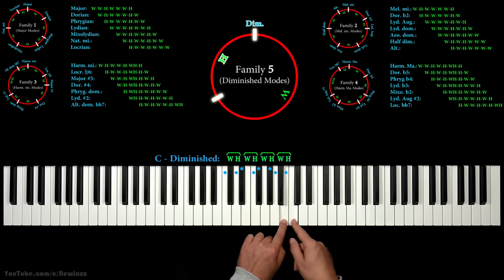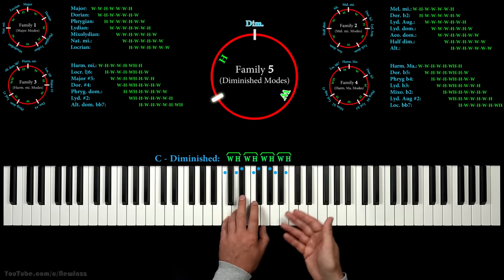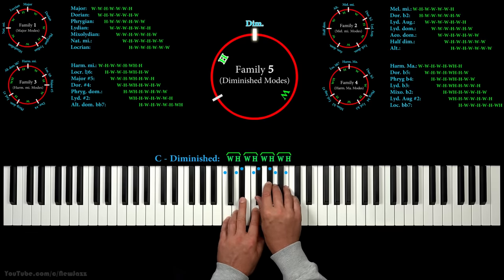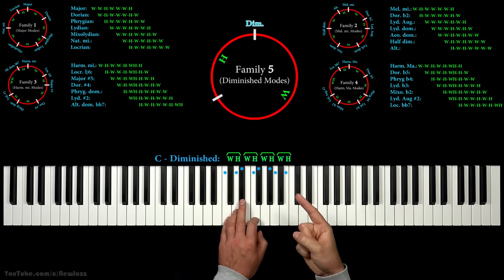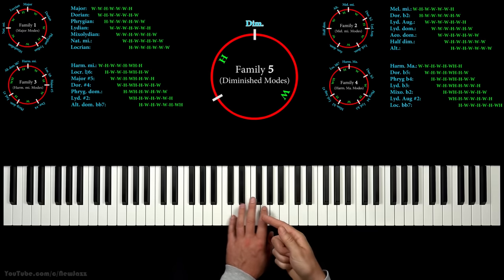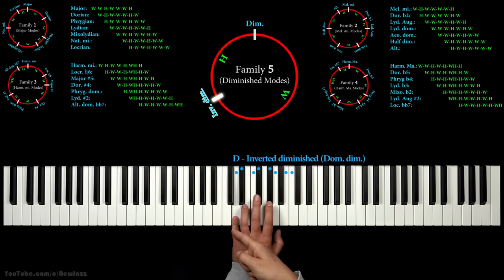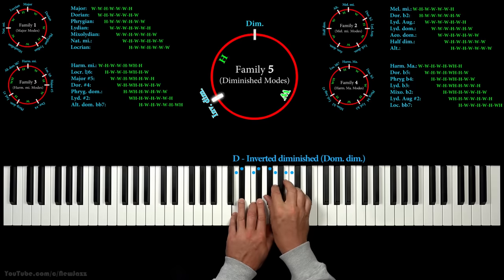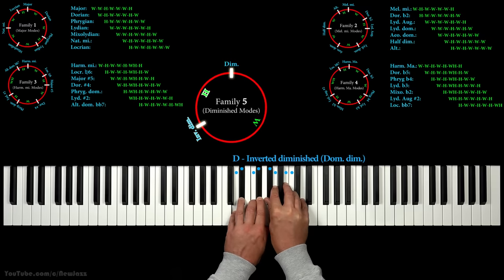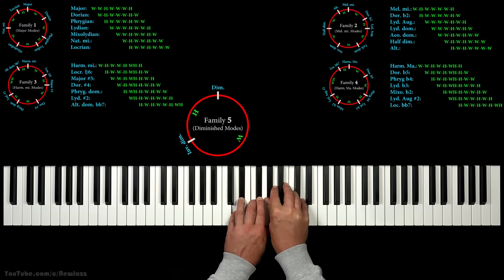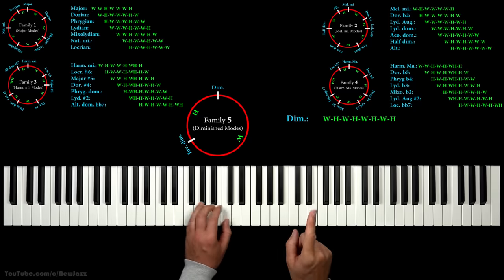So, with this whole, half, repeating pattern of our scale, we got only one other family member, the second degree inverted diminished scale, that starts up with a half step instead of a whole step. Let's write down the interval steps of the two scales.